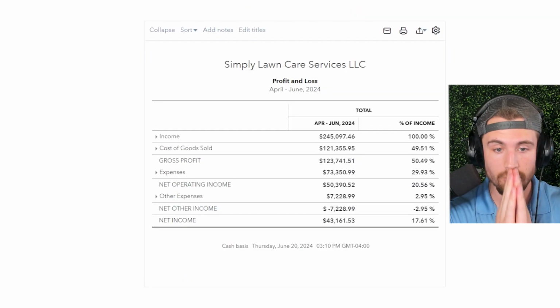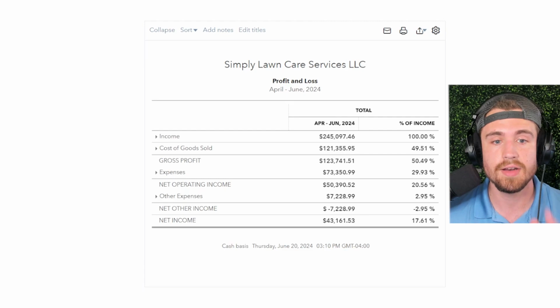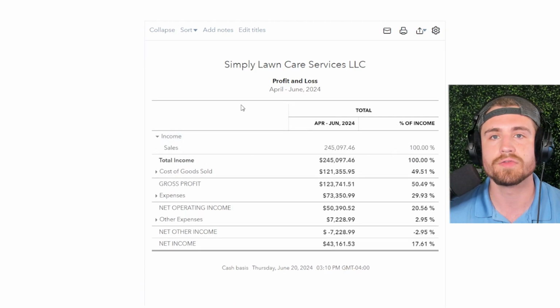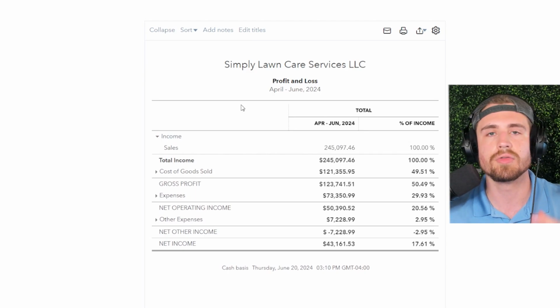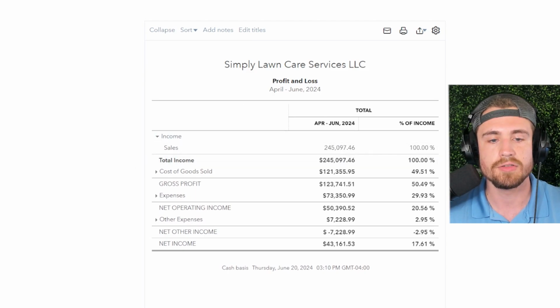The three important parts of the P&L that you need to know are, first off, income, right? So this is just the revenue you've generated through your sales or services. This is the money customers paid you for the jobs you did, right? So everyone knows what that is.